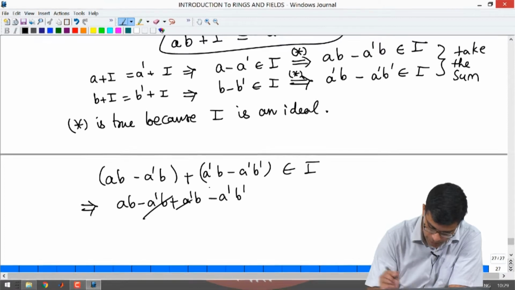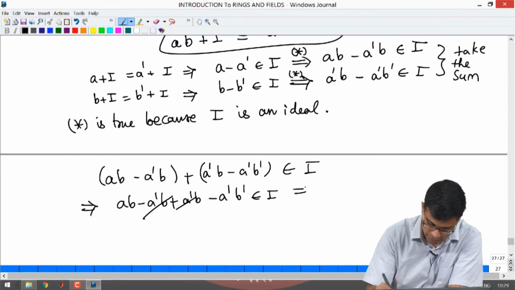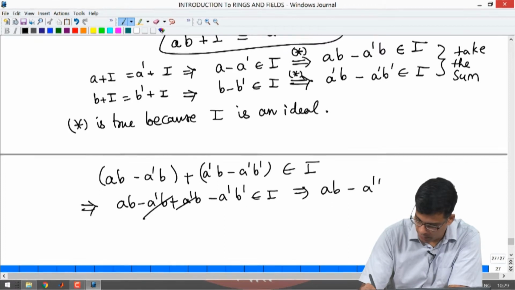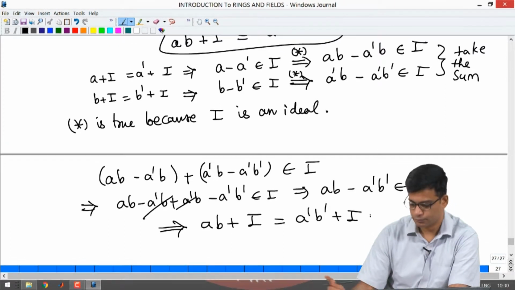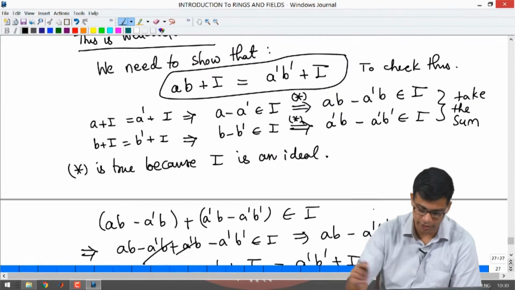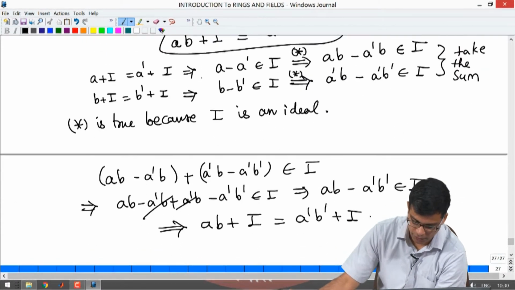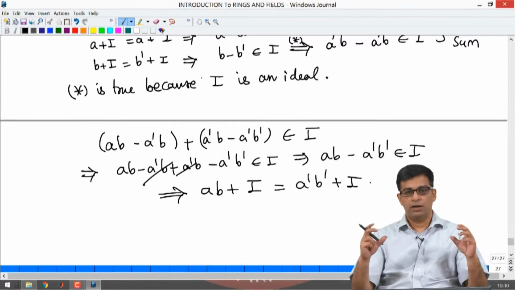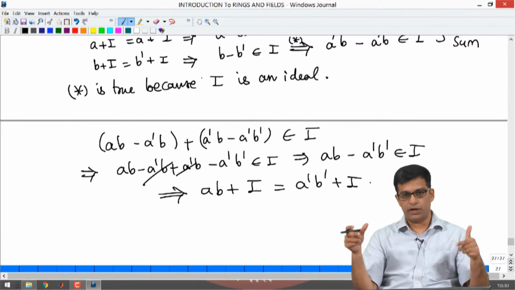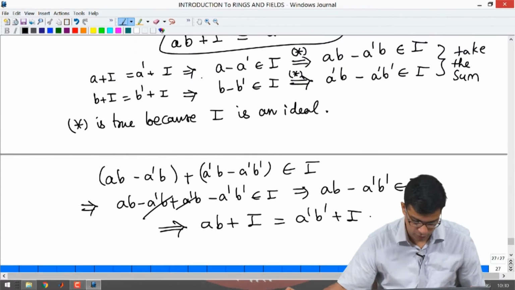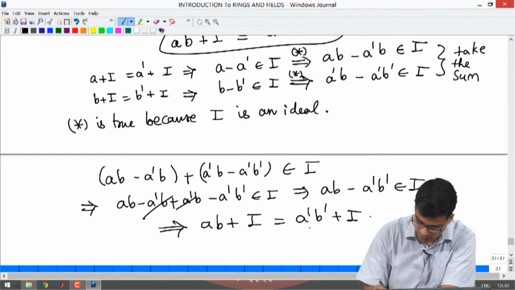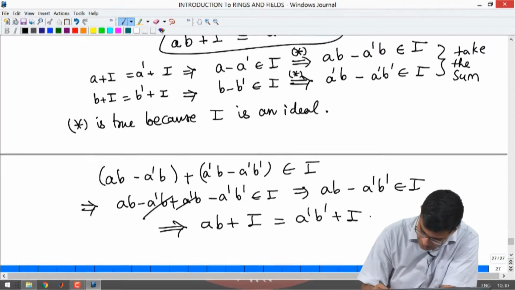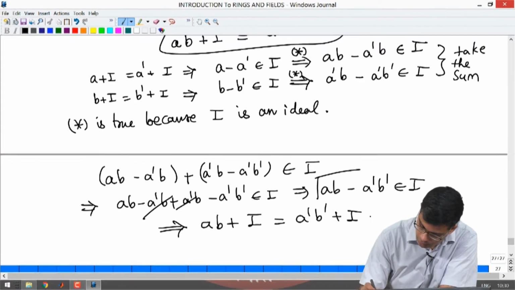So, now I cancel a prime b, this is in I, that means ab minus a prime b prime is in I. This tells me that ab plus I is equal to a prime b prime plus I. Okay. That is what I needed to prove. Two cosets a plus I and b plus I are equal, remember, if and only if a minus b is in I, that is what we are using all the time. In order to show ab plus I is equal to a prime b prime plus I, I need to show that ab minus a prime b prime is in I, which is what I have shown here.